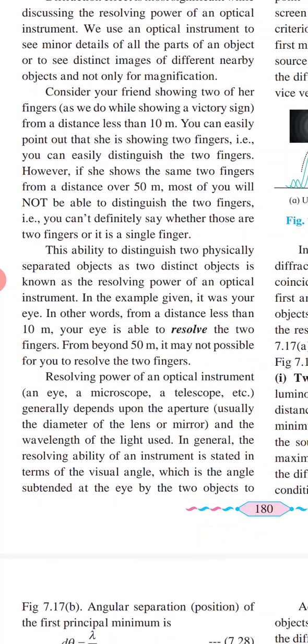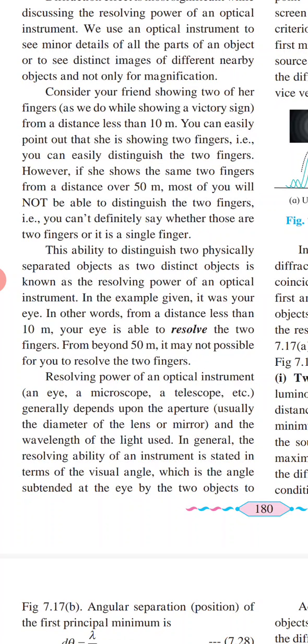This ability to distinguish two physically separated objects as two distinct objects is known as resolving power of an optical instrument. So, in the example given, it was your eye. In other words, from a distance less than 10 meter, your eye is able to resolve the two fingers. From beyond 50 meter, it may not be possible for you to resolve two fingers. Resolving power of an optical instrument, that is an eye, a microscope, a telescope, etc., generally depends upon the aperture, so usually the diameter of lens or mirror, and the wavelength of light used.